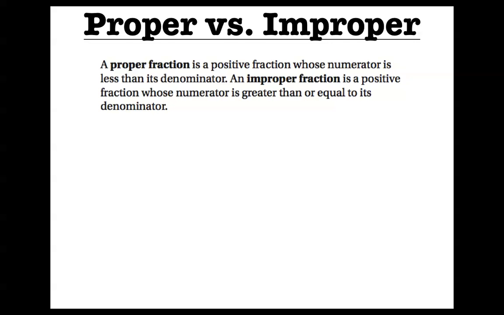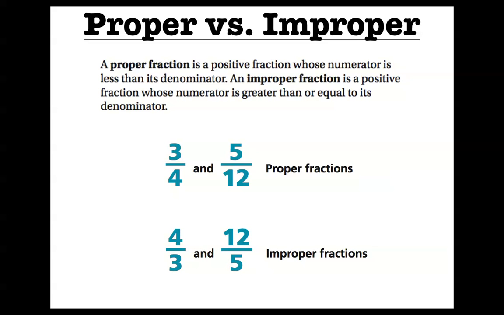As you can see here, a proper fraction is a positive fraction whose numerator is less than its denominator. That would look something like this, because 3 is less than 4 and 5 is less than 12. Those are proper fractions. An improper fraction, however, has a bigger top than bottom. The numerator is greater than or equal to its denominator.